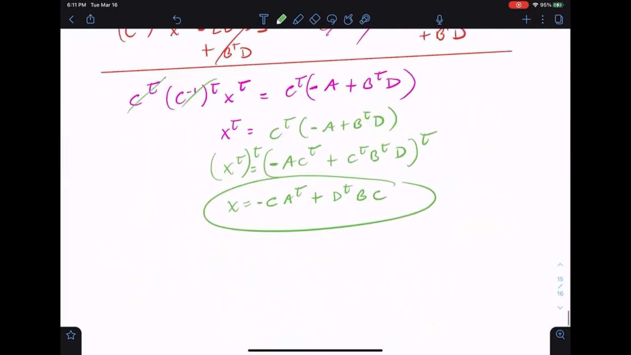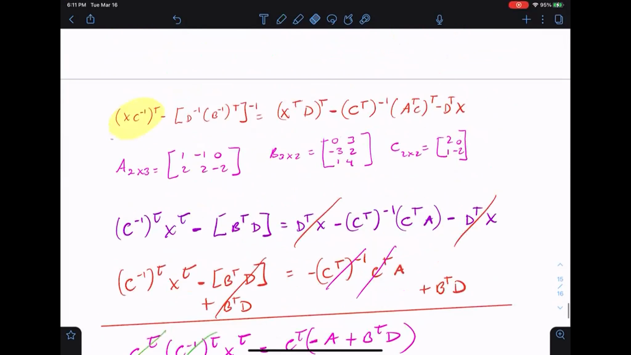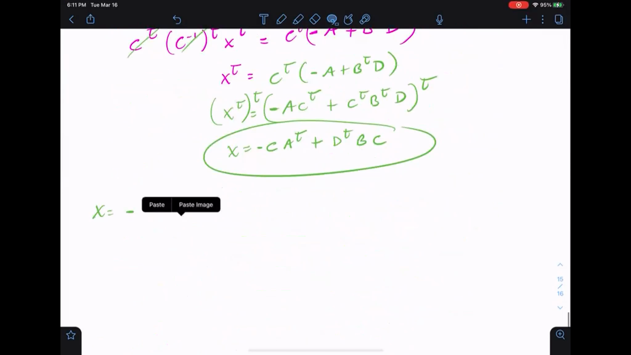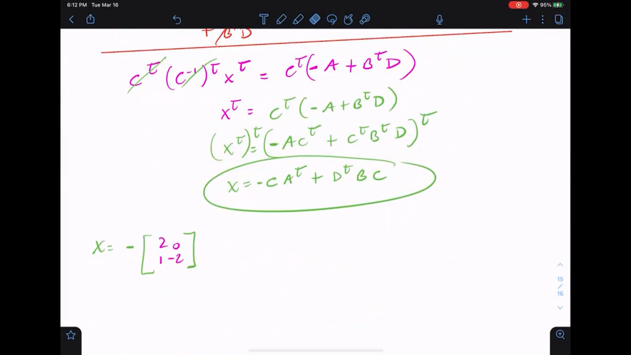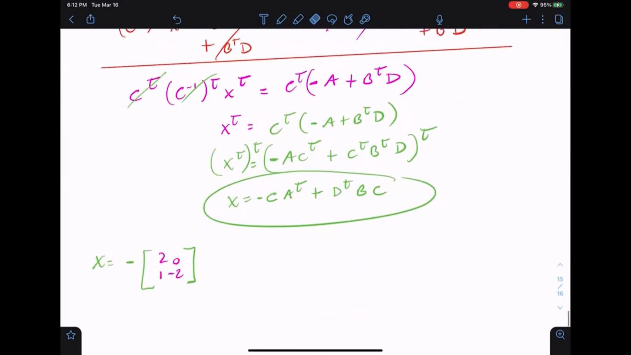Let's see if you want me to do it. Let's do it. So this is negative C. I don't know what C is here. Let me see. C is this guy right here. So copy. This is the easy part. This is no longer difficult at this point, right? Okay. So this is this. Okay, so that's negative C, A transpose.